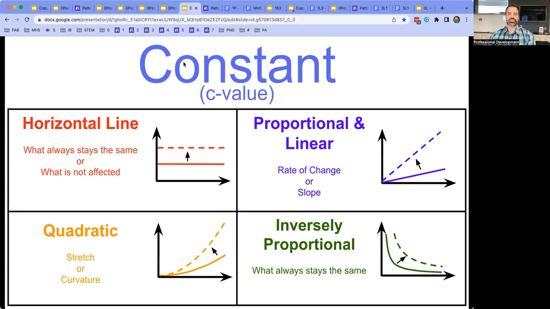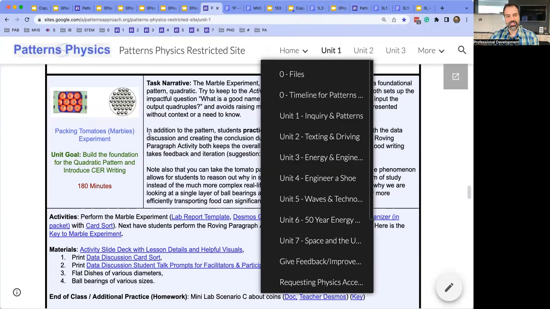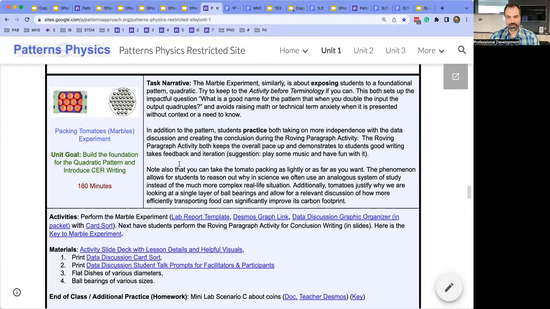All right, and then one more slide just to show it is useful. It's a poster for us to hang up on the wall. It's just the constant C value, how it shows up in each of the patterns that spiral throughout the whole year. All right, so now I want to look at Unit 1, thinking that a lot of people will be watching this video while they're going through Unit 1, but I will show Unit 3 later to show you that some other resources come up as you go through the course.